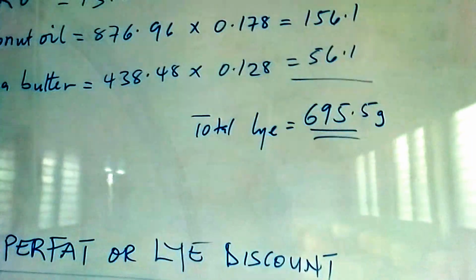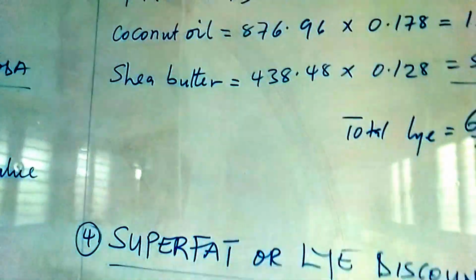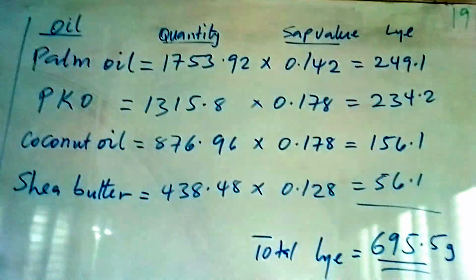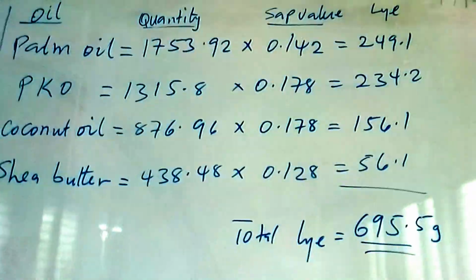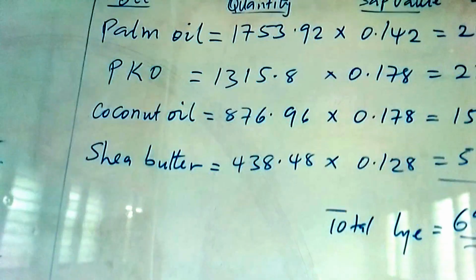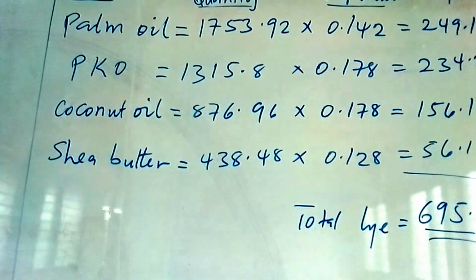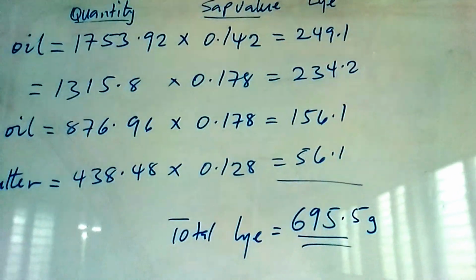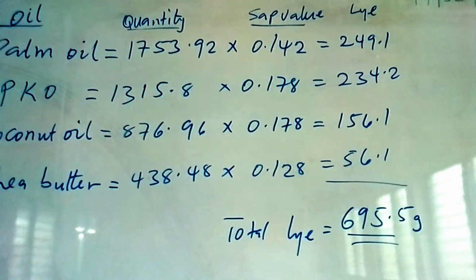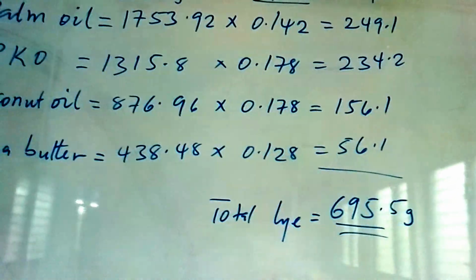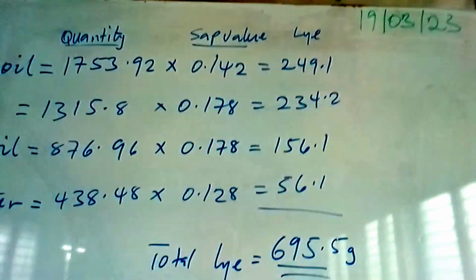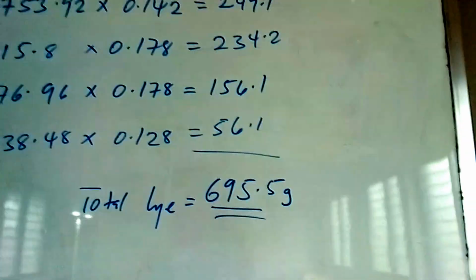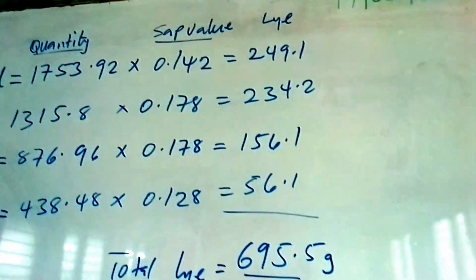So that was the quantity of oils required for our soap production. To determine the quantity of lye, as I said earlier, you multiply the quantity of oil by its sub value. When we take palm oil, the quantity of oil at 1753.92 times the sub value of palm oil, which is 0.142, will give us an amount of 249.1, and that is the caustic soda required.